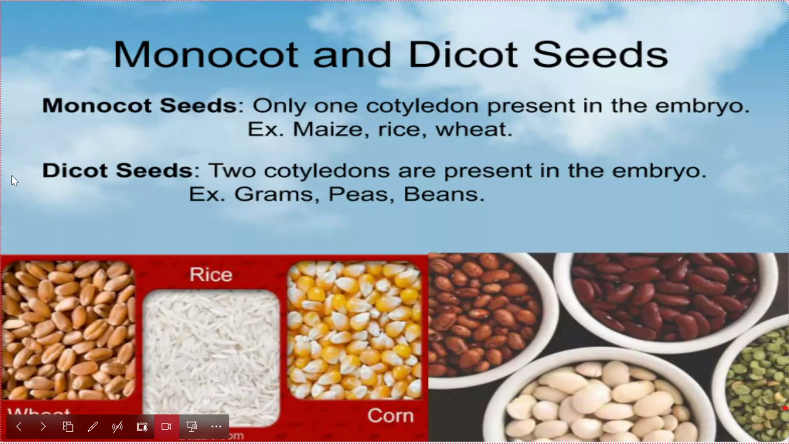Now, I already told you about monocot and dicot seeds. Examples of monocot seeds are rice, wheat, and corn. Dicot seeds are grams, peas, beans, etc.